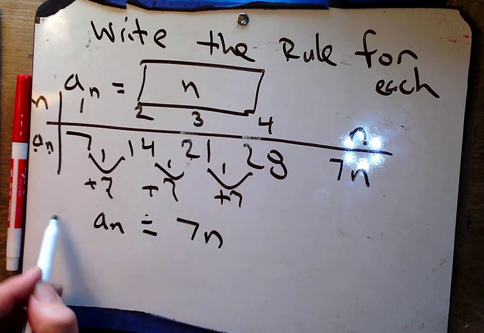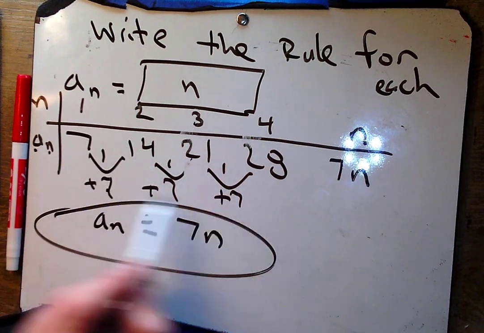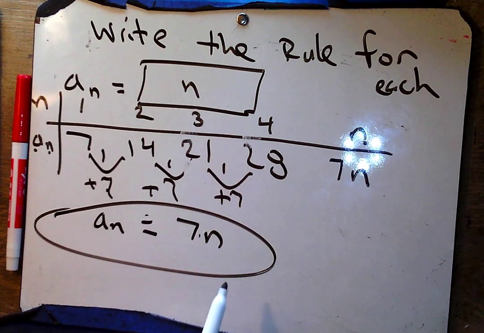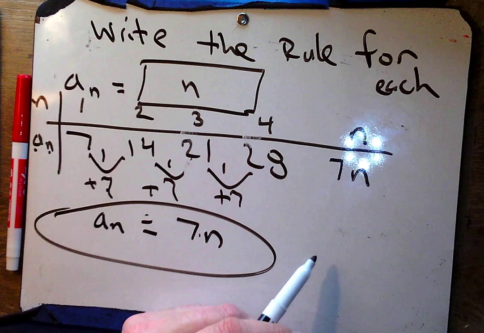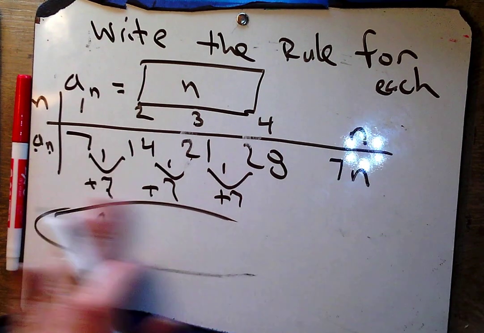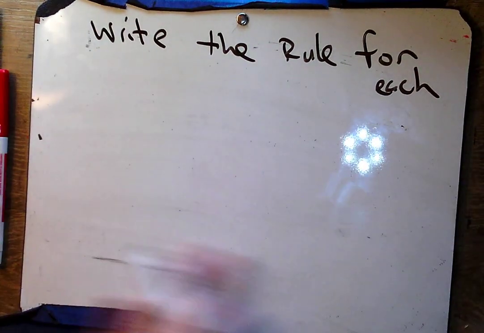All I had to do was identify a common difference, 7, multiply that common difference by the variable, and then test my answer to make sure it works. Okay? All right, so what about this one?